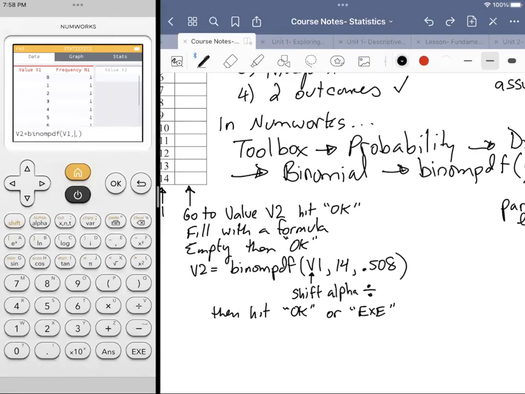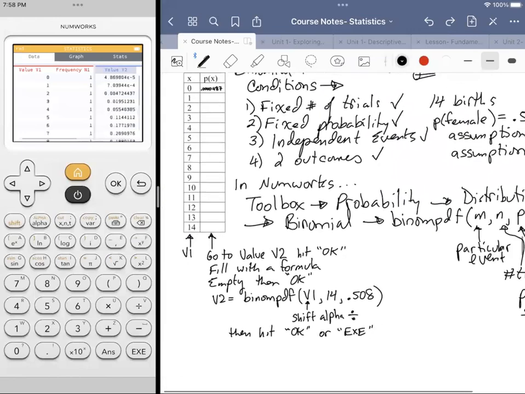14 is the number of trials. 0.508 would be the probability of success on any one trial. Once you have this in there, you hit OK or execute, and it'll populate the entire list with the appropriate values. All right. So that's what I'm going to do, and then it's just a matter of jotting this information down.